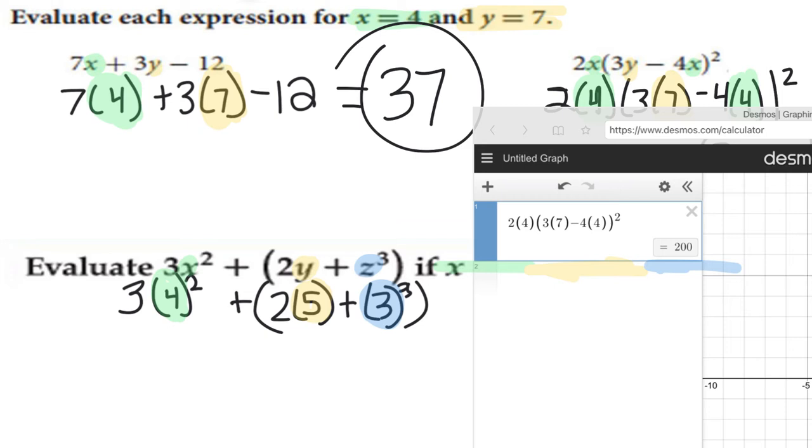All right, so I'm going to calculate 3 times 4 squared plus 2 times 5 plus 3, to the third power. Close the parenthesis at the end. And I get 85.